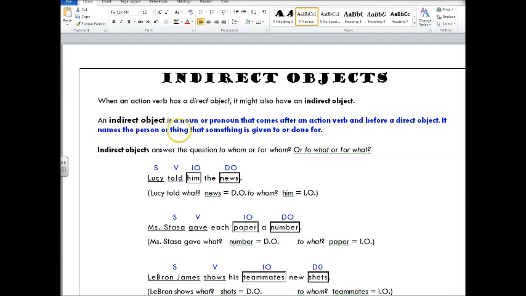And it names the person or thing that something is given to or done for. They answer the question to whom or for whom, or to what or for what.